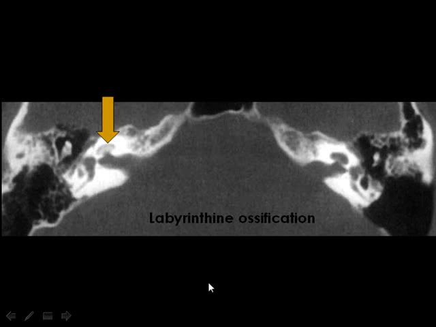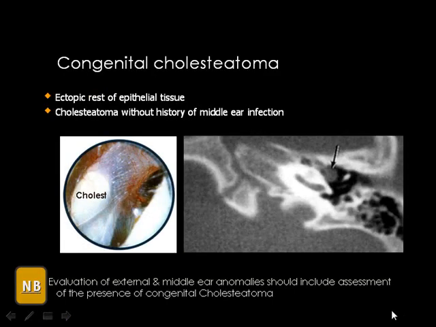Also, sclerosis may occur in any of the structures of the inner ear. Then at that time, you may diagnose labyrinthine ossification, like this arrow points to the dome of the cochlea, which is ossified compared to the dome of the cochlea on the left side, which is normal. And this is the canal for the cochlear nerve.